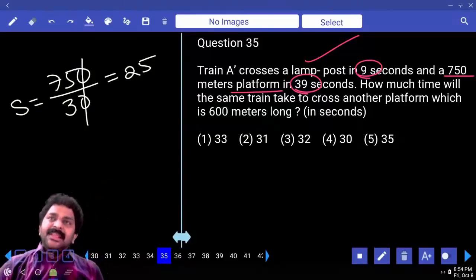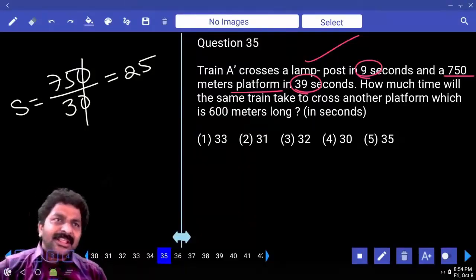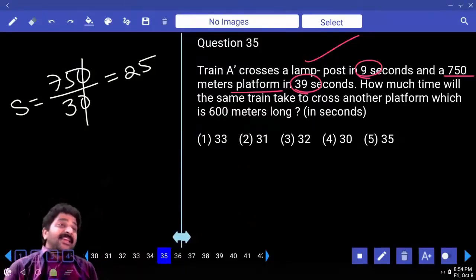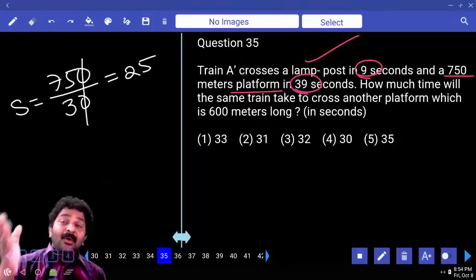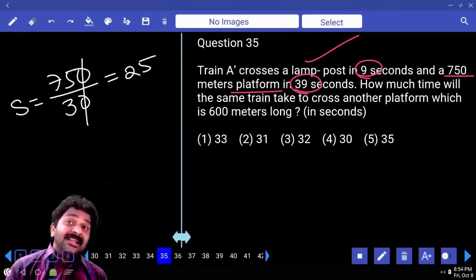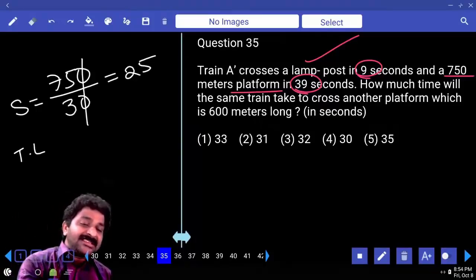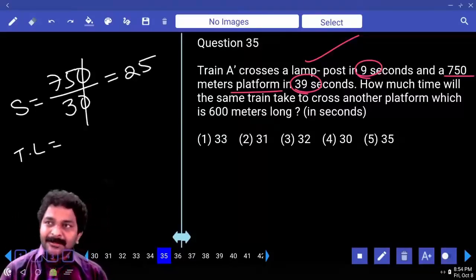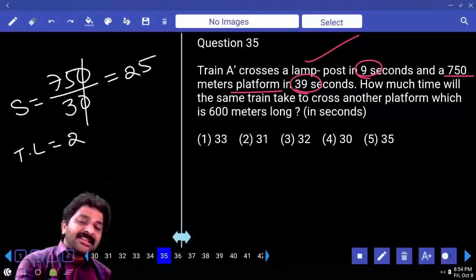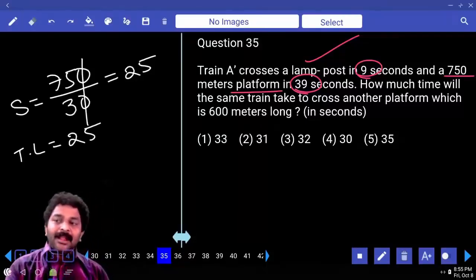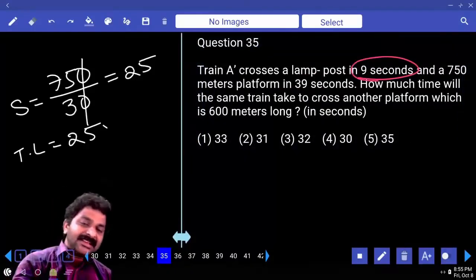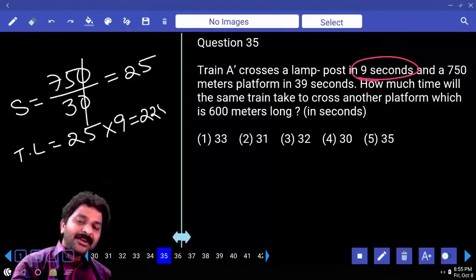Do you know the length of the train? In the first case, when it crosses a pole, what is the distance covered? Train length. Then train length is equal to the distance covered in the first case only. With what speed is the train traveling? 25. And to cover train length, how much time is it taking in the first case? 9 seconds. That is 25 into 9, which is equal to 225 only.